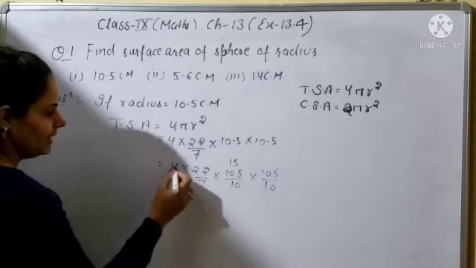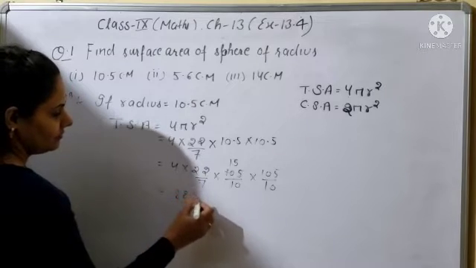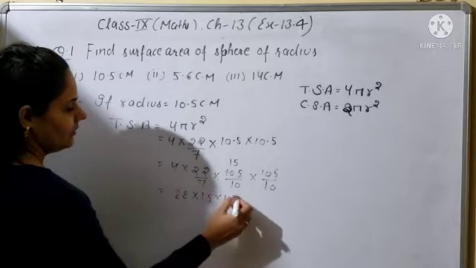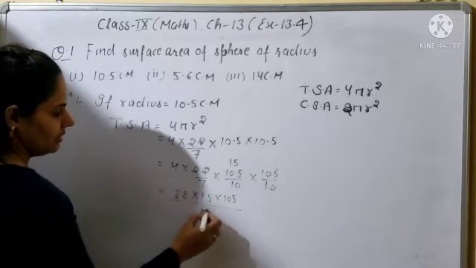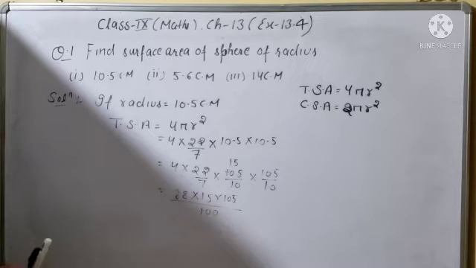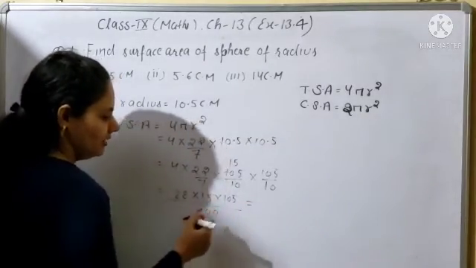Now you will multiply it. So 22 fours are 88. Multiply by 15, multiply by 105 and divide by 10 into 10, so it will be 100. Clear? And you can cancel out here also, if you want. Otherwise you can do it as it is. And after that you can write it in decimal also.